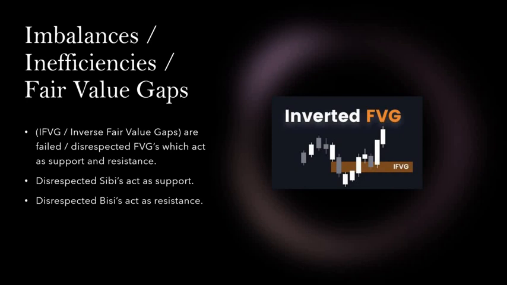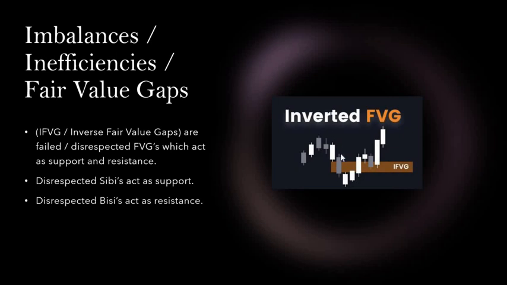So what I mean by a disrespected SIBI acts as support: when the market disrespects a SIBI, you are going to turn that SIBI into a BISI, basically. When the market disrespects a BISI, you turn that BISI into a SIBI, basically. So if you're going to sell the SIBI and the market disrespects the SIBI, then you would buy the SIBI. If you buy a BISI and the market disrespects the BISI, you want to sell the BISI.